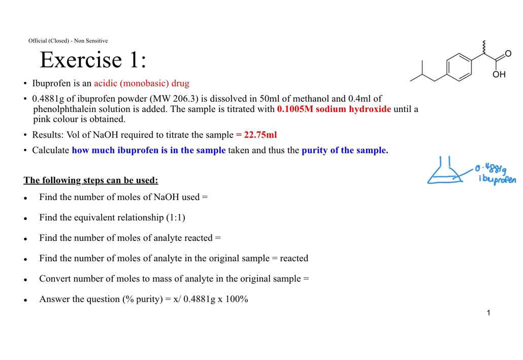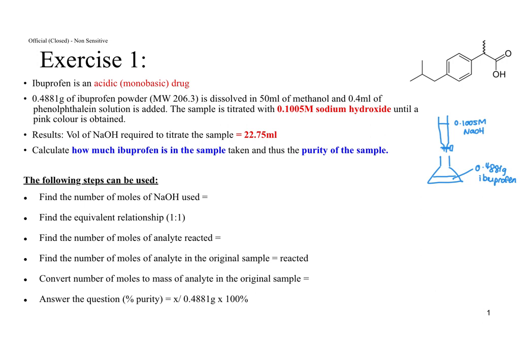The sample is titrated with 0.1005 molar sodium hydroxide until a pink color is obtained. So here we have a burette that is filled with sodium hydroxide. This is a direct titration, and the volume of NaOH required to titrate the sample is 22.75 ml.